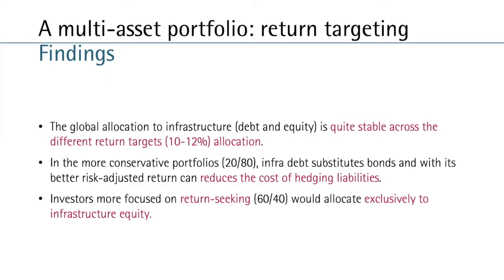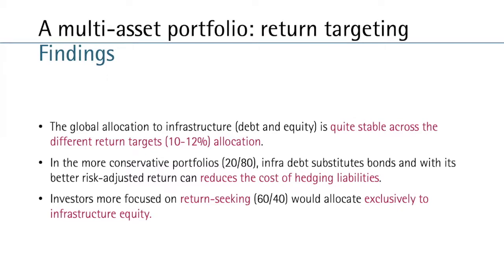So in terms of the infrastructure allocation, we have 3 main conclusions from this optimization exercise. The first is the global allocation to infrastructure is quite stable across all return targets and is typically in the range of about 10 to 12%.